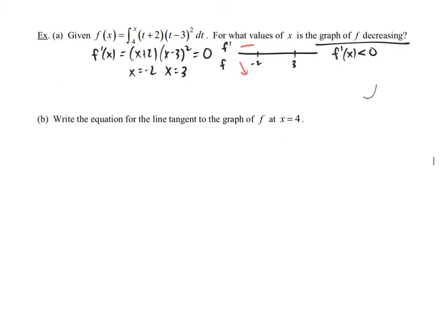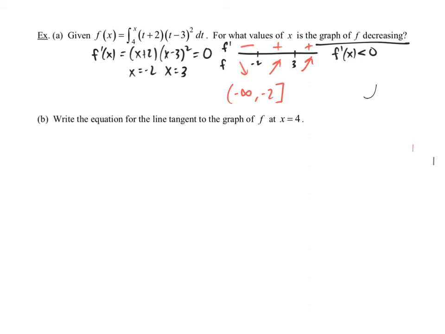Sorry about that. And then from negative 2 to 3, I could try 0. So if I plug 0 in for x, 0 plus 2 is positive. 0 minus 3 squared is also positive. So this will be positive and increasing. And if I plug x equals 4 in, then I'm going to have 4 plus 2, which is positive, and 4 minus 3 squared, which is also positive. And so this will be positive and increasing, which means that the only interval where the graph of f is going to be decreasing is from negative infinity to negative 2.